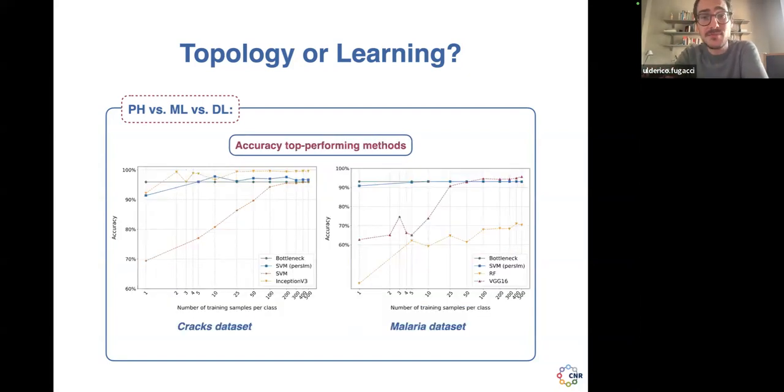In this slide, I try to summarize the top performing methods for each of the two datasets. And as you can see, Bottleneck has a pretty consistent behavior, reaching 96 and 93 accuracy. Machine learning combined with persistent images still performs very well. Machine learning applied on raw images is able to obtain good results for the crack datasets, but not good results for the malaria datasets. And the best deep learning models, which are different in the two cases, actually in the end, when the number of samples per class is high enough, obtain comparable results with respect to the other methods.